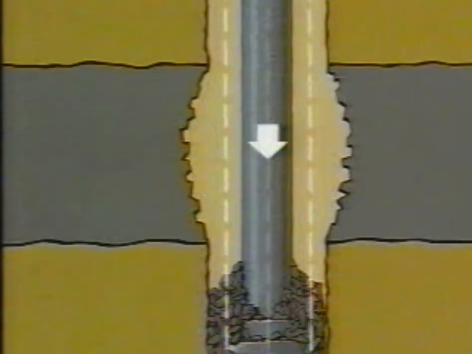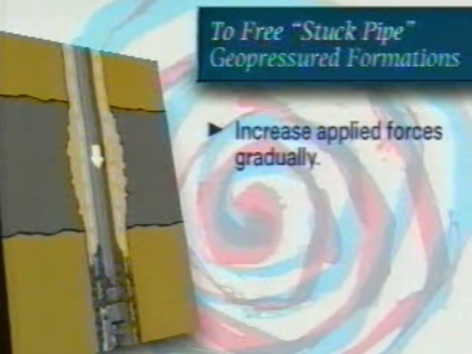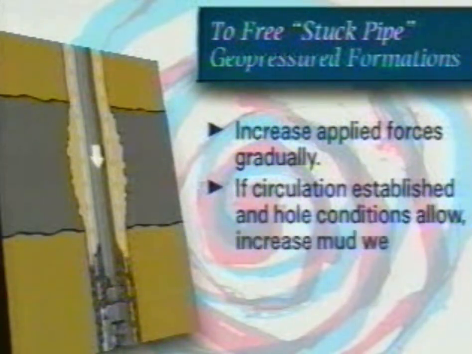To free stuck pipe in this situation, circulation should be established slowly, together with downward movement of the pipe. In addition to this, it's important to increase the applied forces gradually. If circulation is established and hole conditions allow, increase the mud weight.